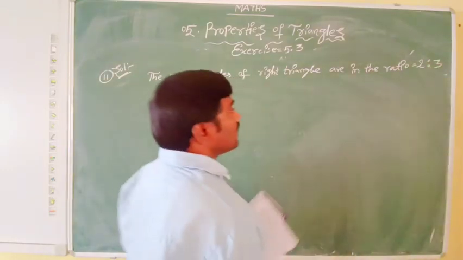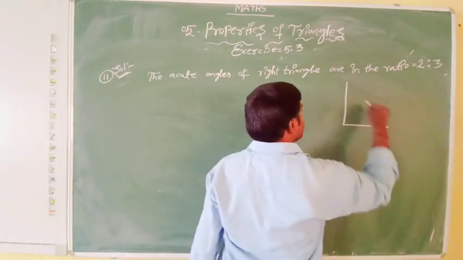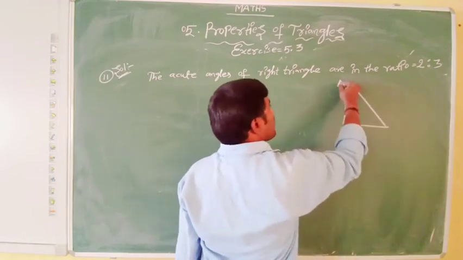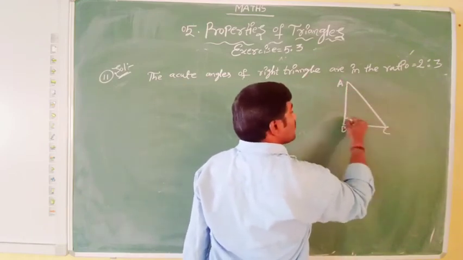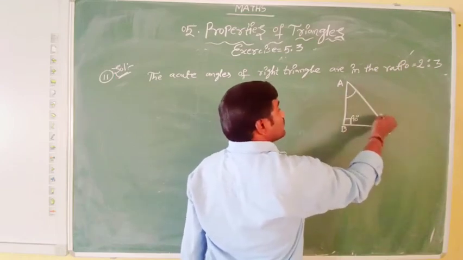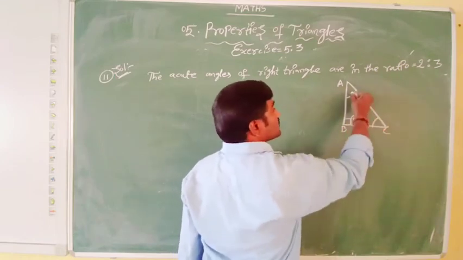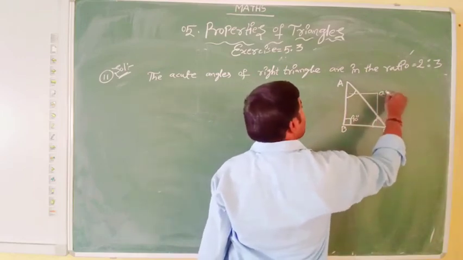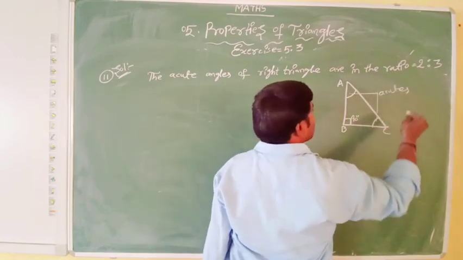Only acute angles in the right triangle. Suppose ABC is a right angle triangle. We know angle B is 90 degrees, so we will not be discussing angle B. Here, these two are the acute angles.